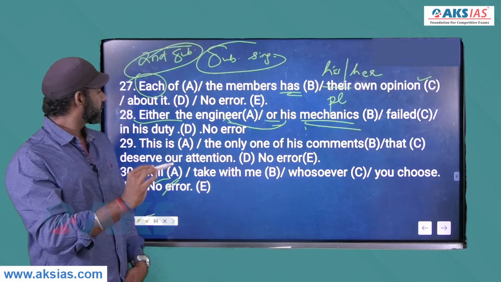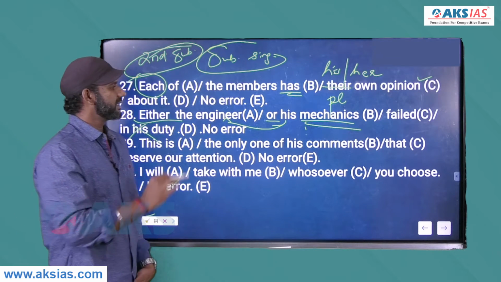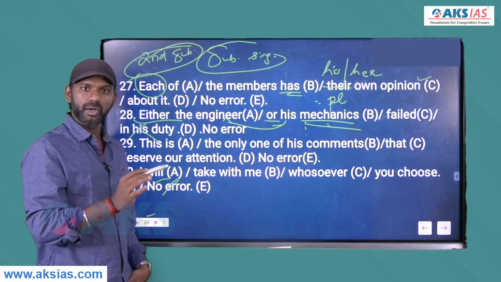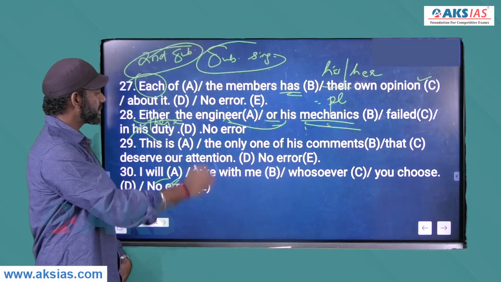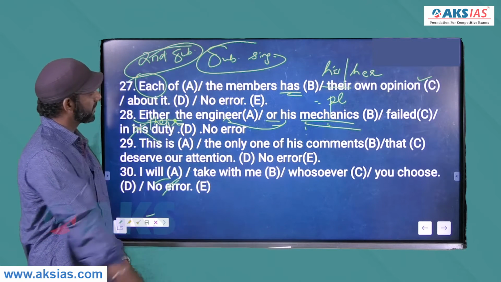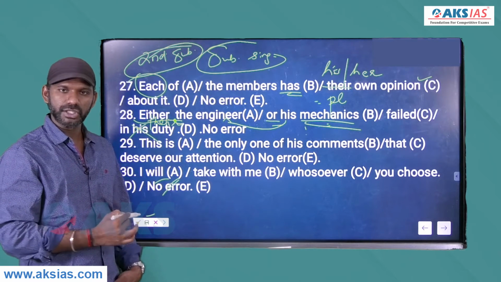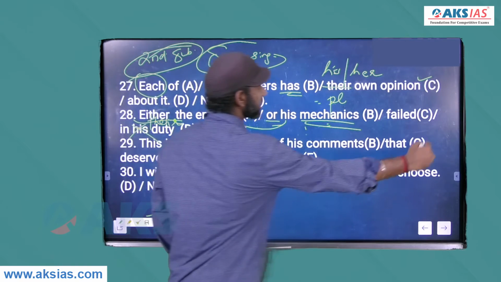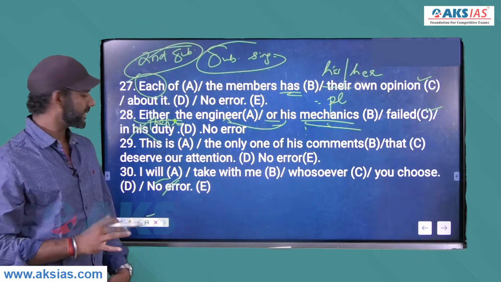His mechanics failed in his duty. His is a singular pronoun. The exact subject in this sentence is mechanics, plural. So the pronoun must also be plural. So it cannot be his, it must be their duty. Either the engineer or his mechanics failed in their duty. The error in this statement is in part C. Getting it?